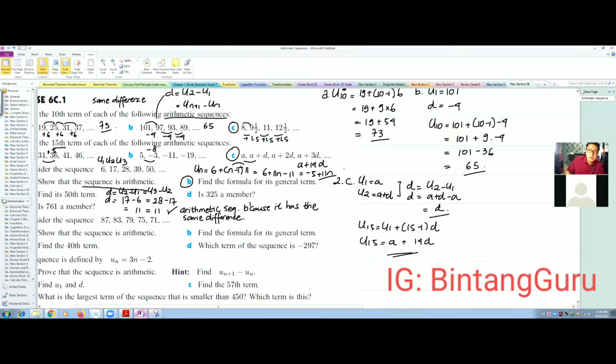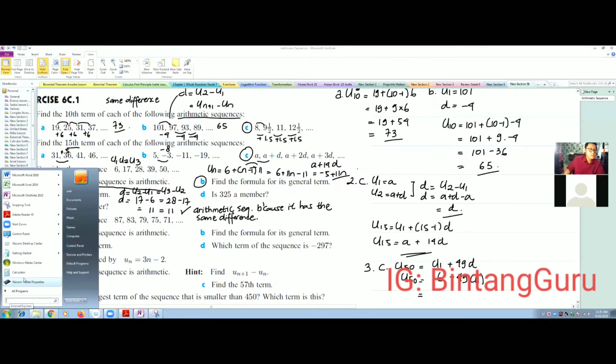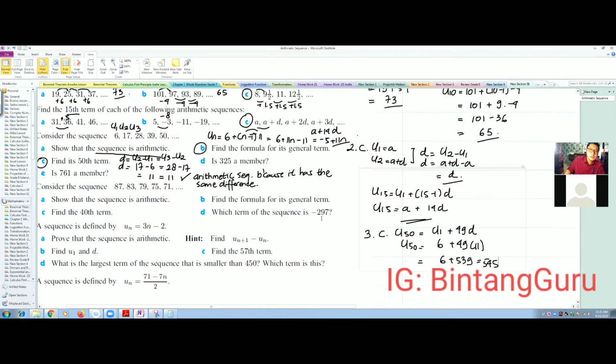Okay, and then C, find its 50th term. So number three, C, we have to find U50. U50 is U1 plus N minus 1 times D, so 49D. So U50 equals U1, which is 6, plus 49 times 11. 49 times 11 is 539. So 6 plus 539 is equal to 545. So this is 545.